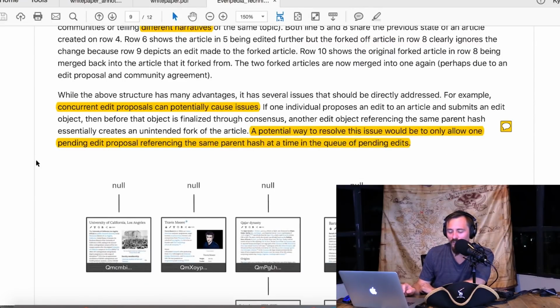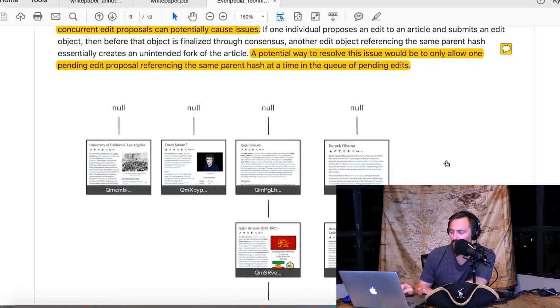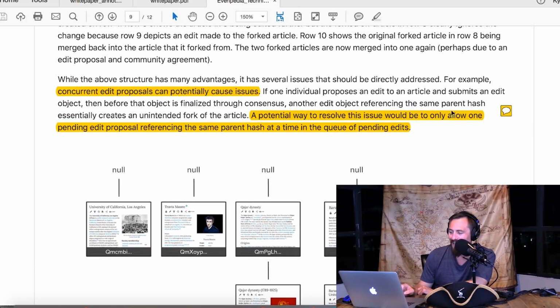The cool thing too is if you have two people working on the same article but on different parts, then they won't necessarily conflict with each other. So that should help with the editing process. They do say here that if there is a conflict, meaning two people are editing the same area, there's a question of how you handle that. The initial example they give is only allowing one edit in the pending queue at one point.